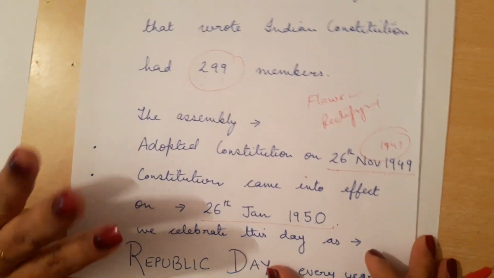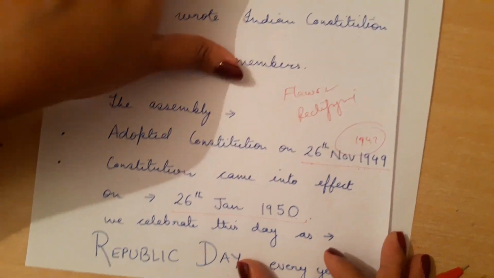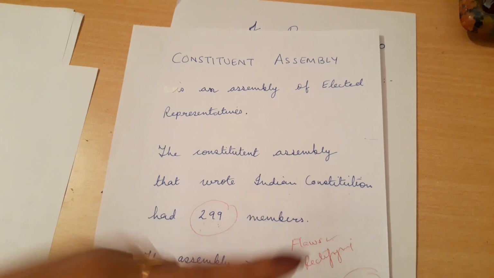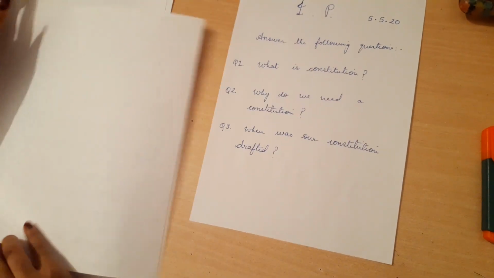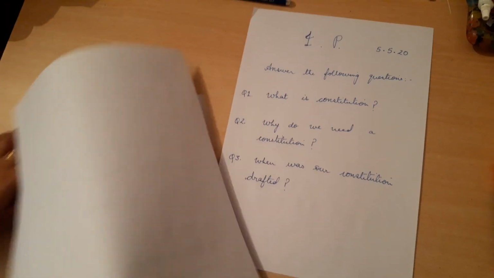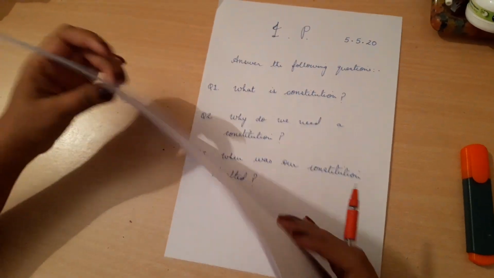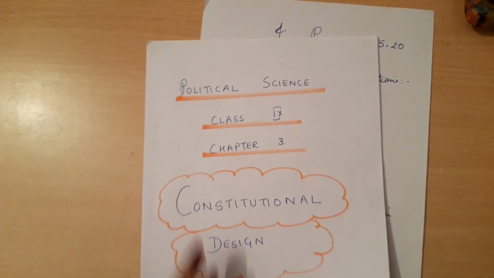Okay, so in this particular video, I will take the Constituent Assembly in the next video. For now, this is the introduction to this chapter, that why do we need democracy, why do we need a constitution and how it is designed. Just an introduction to it.